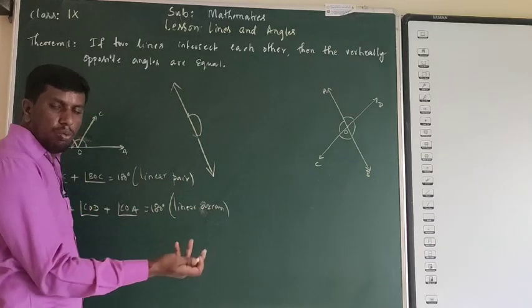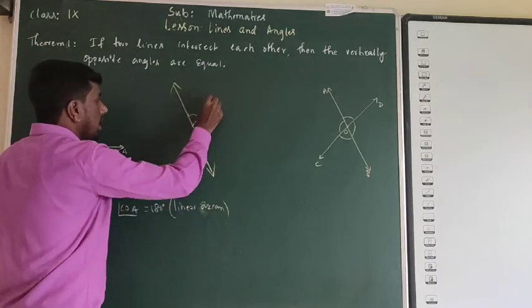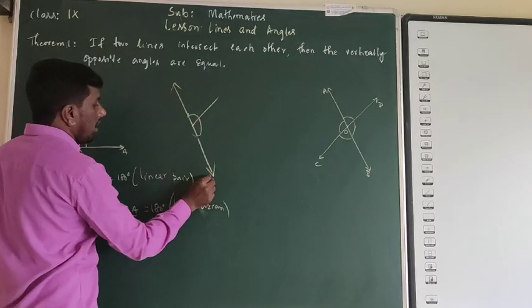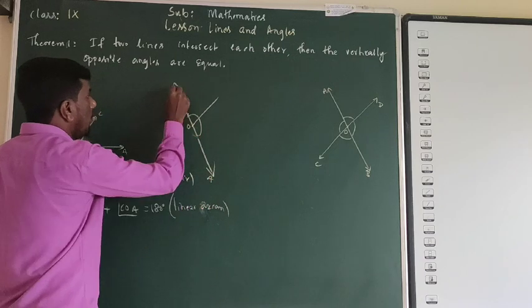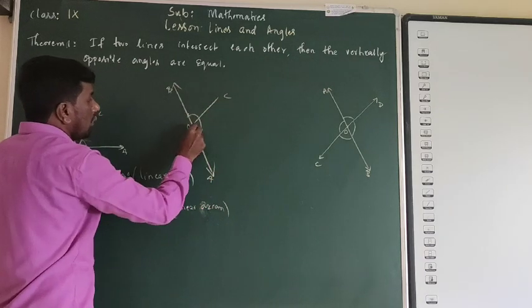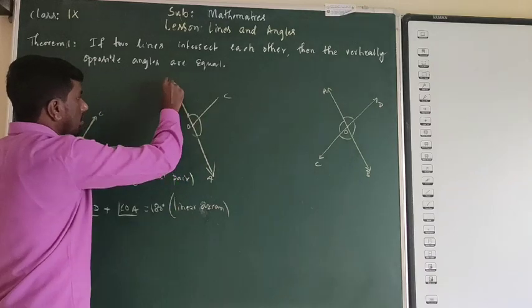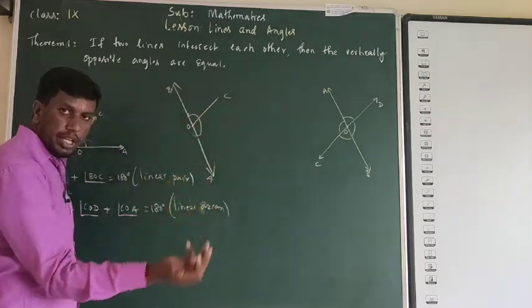What is the angle? 180 degrees only. If I cut that ray, again it is called OA, B, then C. Then what is the sum of these two angles? Sum of angle BOC plus COA. Again, it is 180 degrees only.